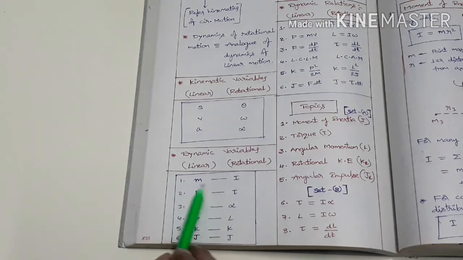The rotational analog of mass is moment of inertia I. The rotational analog of linear force is torque tau. The rotational analog of linear acceleration A is angular acceleration alpha. For momentum it is angular momentum L. For kinetic energy it is K. For impulse it is J. We can use the suffix r for K and J here to distinguish them from their linear counterparts.